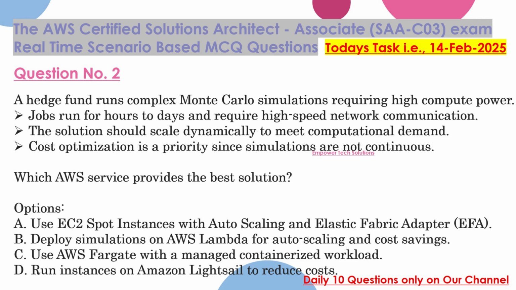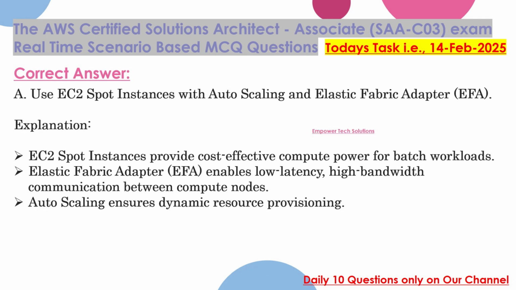Options: A. Use EC2 spot instances with auto-scaling and Elastic Fabric Adapter, EFA. B. Deploy simulations on AWS Lambda for auto-scaling and cost savings. C. Use AWS Fargate with a managed containerized workload. D. Run instances on Amazon Lightsail to reduce costs. Correct answer: A. Use EC2 spot instances with auto-scaling and Elastic Fabric Adapter, EFA.